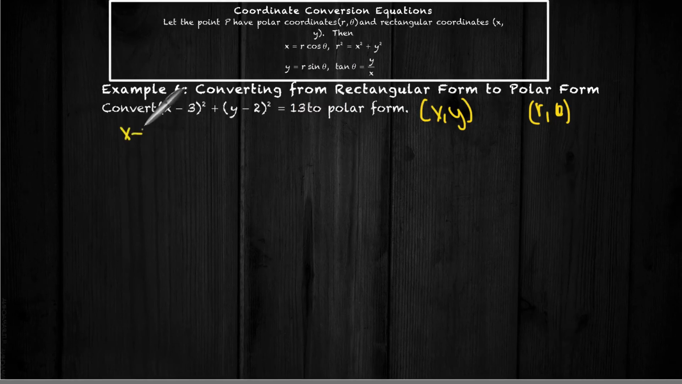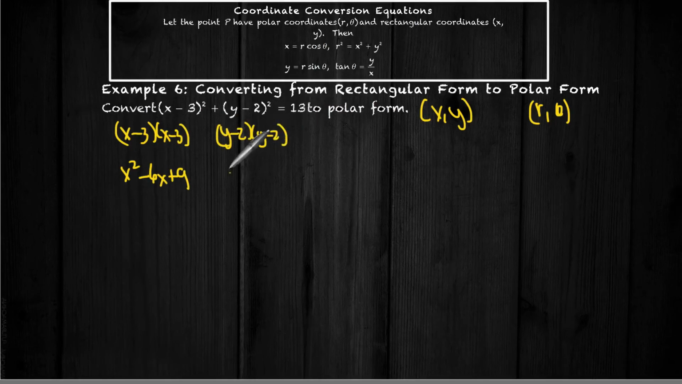So x minus 3 times x minus 3. Please don't make the cardinal sin of squaring the x and squaring the 3. You've got to FOIL it out. So that's going to be x squared minus 6x plus 9. And then the same thing here, y minus 2 times y minus 2. So that's going to be plus y squared minus 4y plus 4. It looks like a 9. There we go. Plus 4 equals 13.